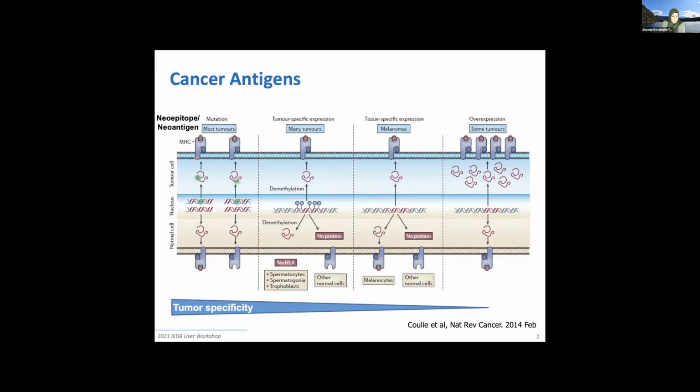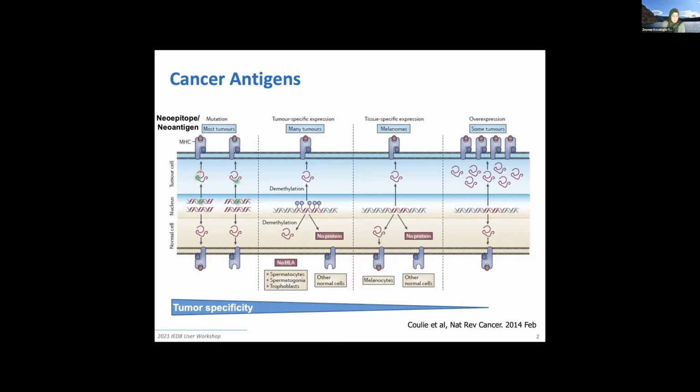And then we have antigens that arise as a result of mutations, so-called neoantigens or neoepitopes. So a hallmark of cancer is that they accumulate mutations in their genome. So that's shown here in green. And when the mutation is translated, it can generate a mutated peptide.